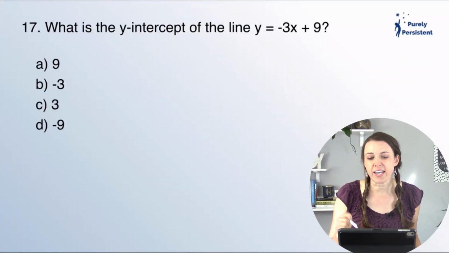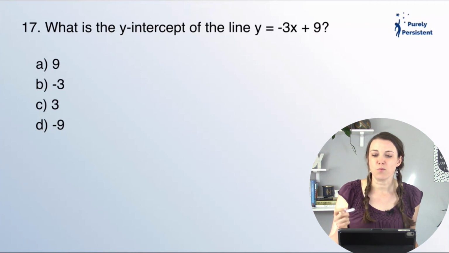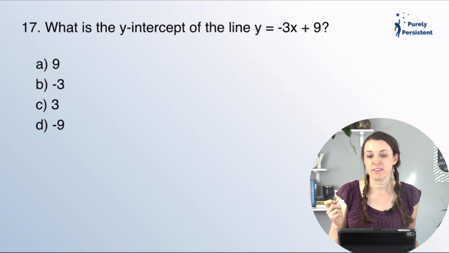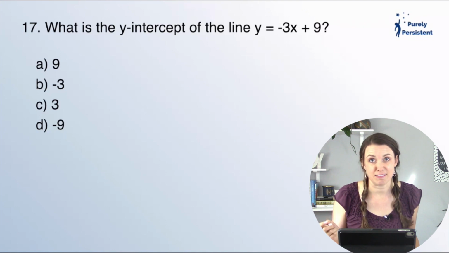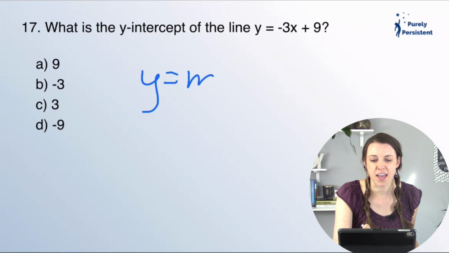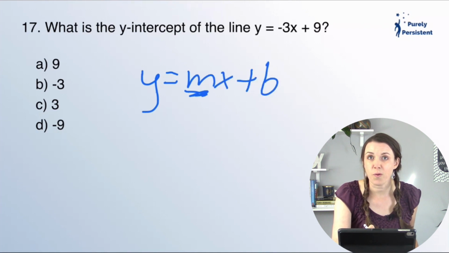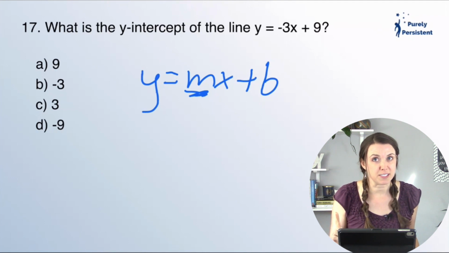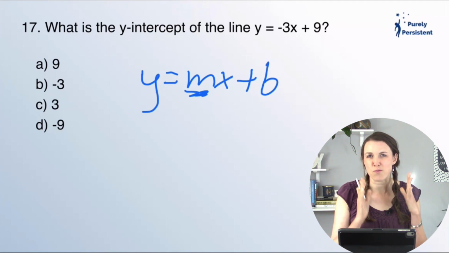What is the y-intercept of the line y equals negative 3x plus 9? Okay, my friends, we're back here to our y equals mx plus b. The m is the slope. Do you remember what the y-intercept is? Where does it cross that y-axis?